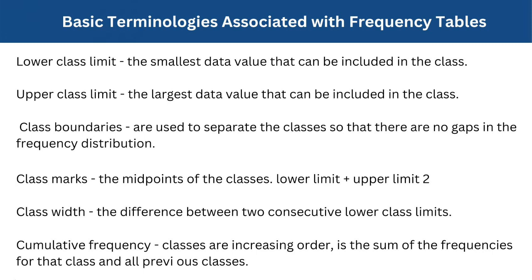It has an equation wherein you need to add the lower limit plus the upper limit, then divide it by 2. For the second to the last is the class width. It is the difference between two consecutive lower class limits. And the last one is the cumulative frequency. The classes are in increasing order. It is the sum of the frequencies for that class and all previous classes.